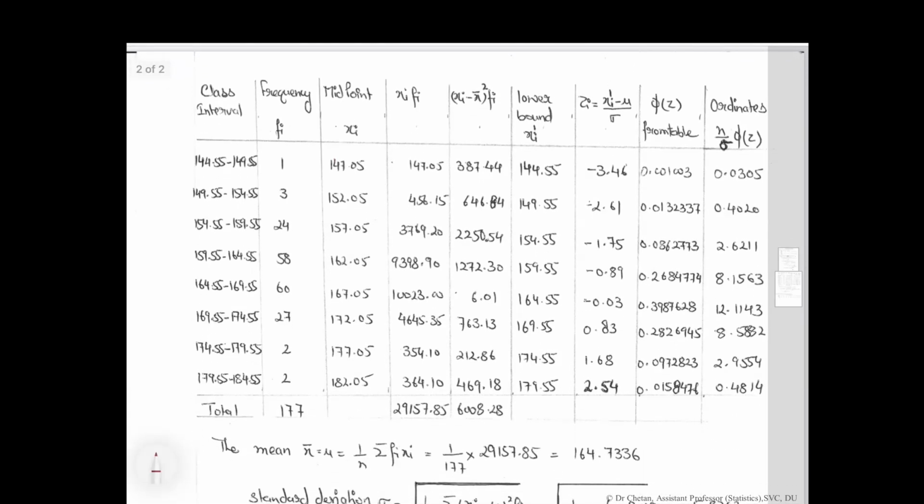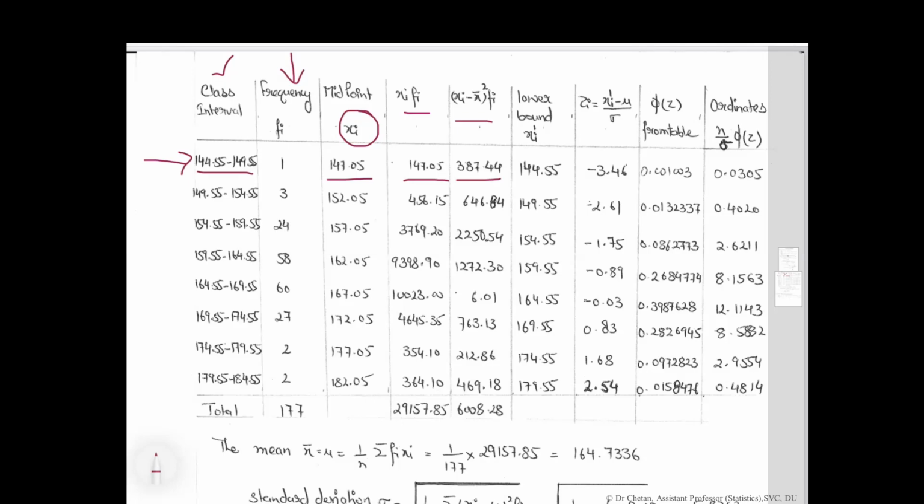Now see, this class interval is given to us, this frequency is given to us. For the first class interval, the midpoint xi is given by this quantity. Therefore, xi into fi is equal to this quantity, and (xi minus x bar) whole square into fi for this particular class interval is given by this quantity. Similarly, we will calculate these things for the other class intervals also.